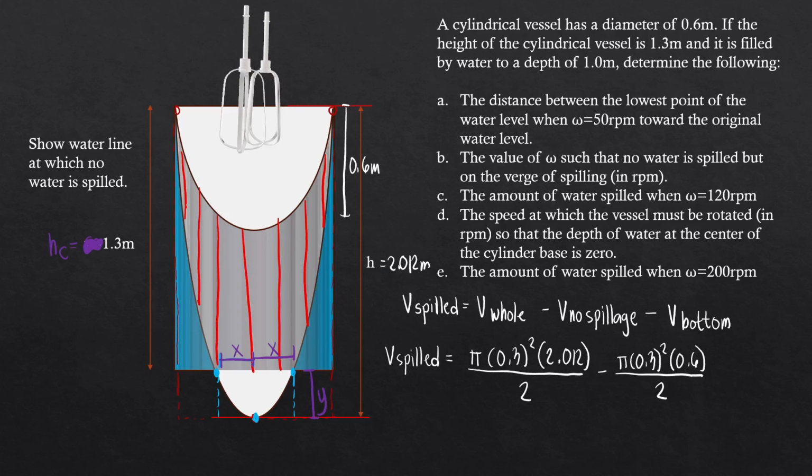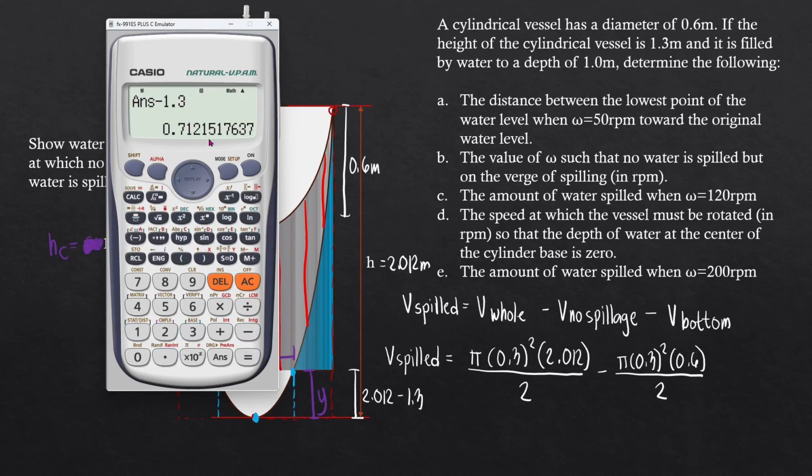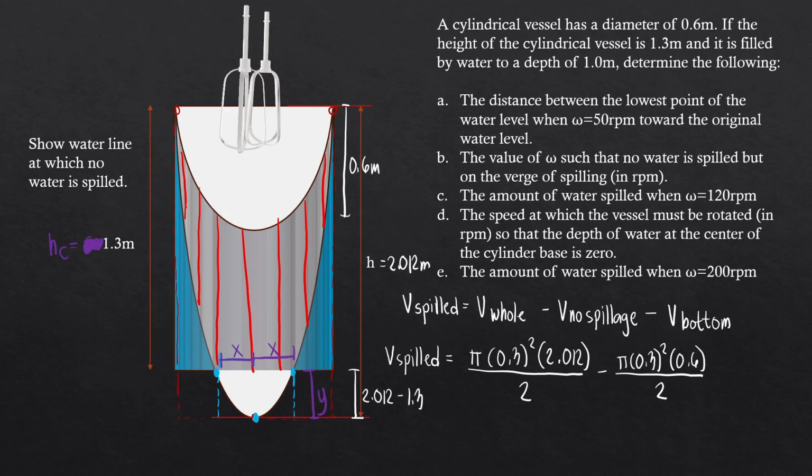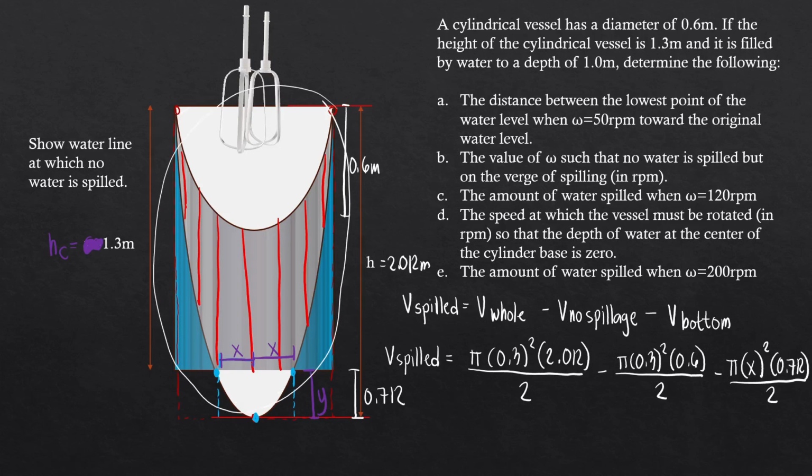Now notice that y is just the height minus 1.3. And so this distance will be 2.012 minus 1.3. So that's going to be 0.712. And so for this volume, we have minus pi times the radius x squared multiplied by 0.712 divided by 2. However, we're still going to solve x. Now how can we do that? Let's try to relate this parabola with the whole parabola, because their vertices are located at the same point.